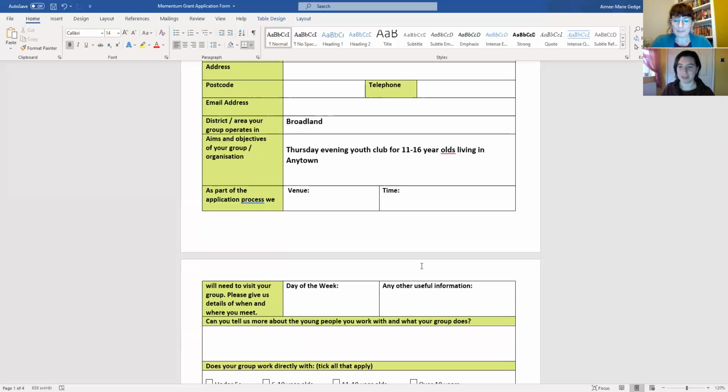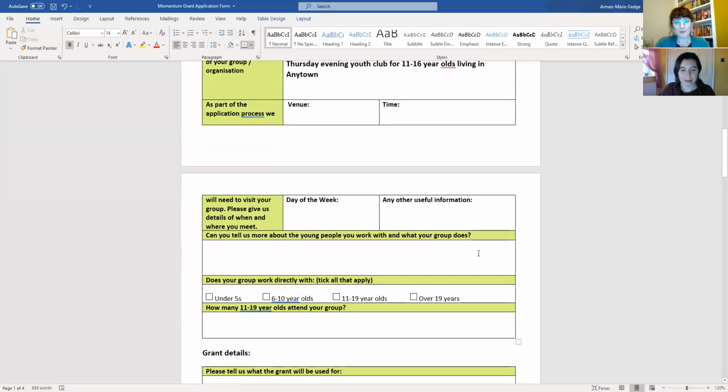So the idea behind the visits, it's not going to be like an Ofsted inspection, is it? We're not coming in and trying to tell you how to run your group. It's just about making sure that we've heard from the young people about what they want and why they want it. Yes, and it's a chance for us to get out of the office and actually come and meet groups. Yeah, exactly. Always good to see youth groups in action. Exactly. Okay, so let's imagine we've filled that form in.